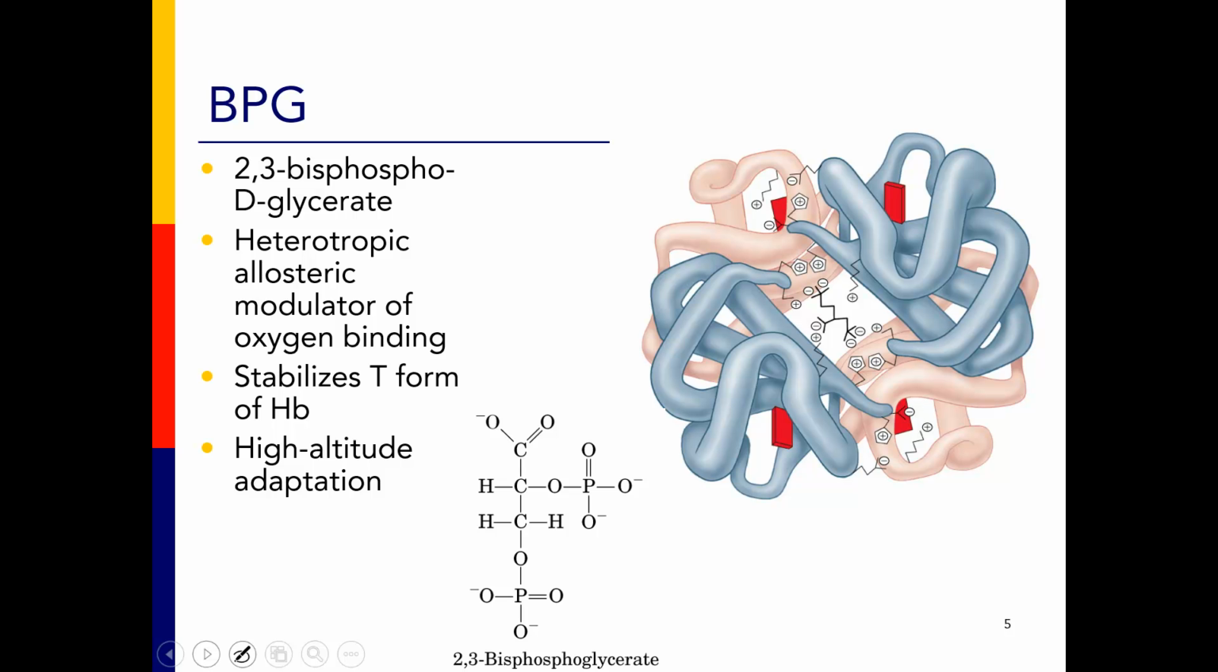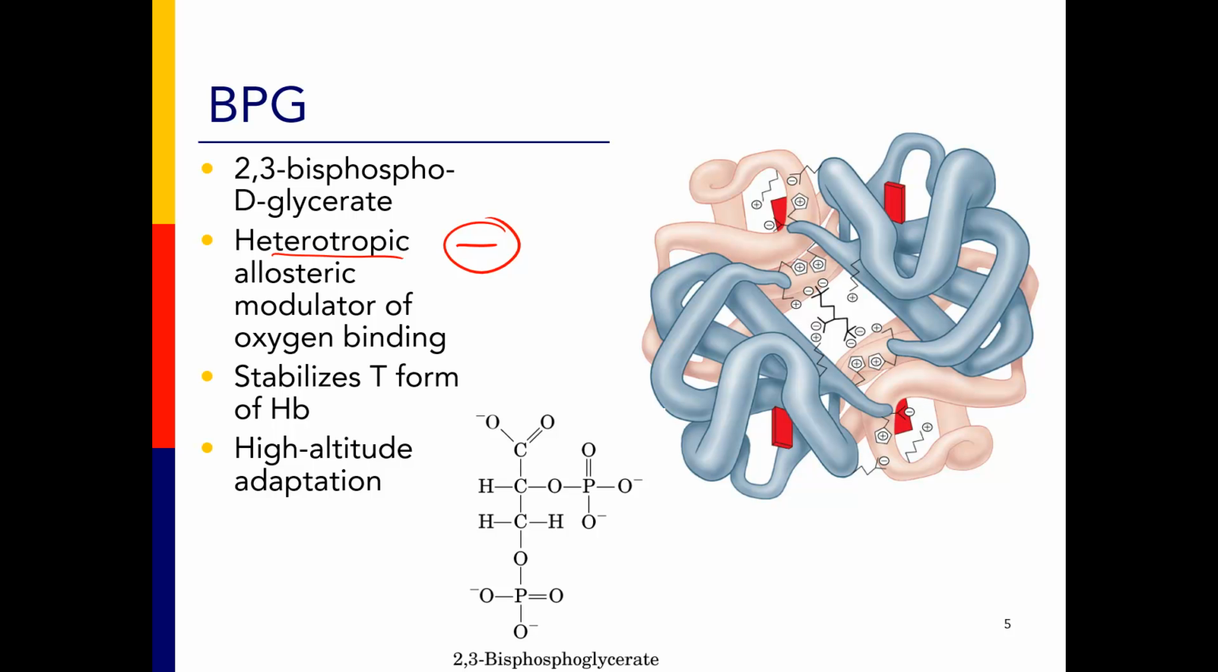Okay? So we already talked about BPG, right? So BPG is this funny little molecule, 2,3-bisphosphoglycerate. Don't learn the structure now. You'll know it by the end of the semester when we talk about metabolism. And it is, we already said, a heterotropic modulator. So it's a heterotropic negative modulator of oxygen binding. So it's going to shift or stabilize the T state because it sits right in that core of the hemoglobin. And only in the T state does hemoglobin have that space there, so it kind of locks it into place.